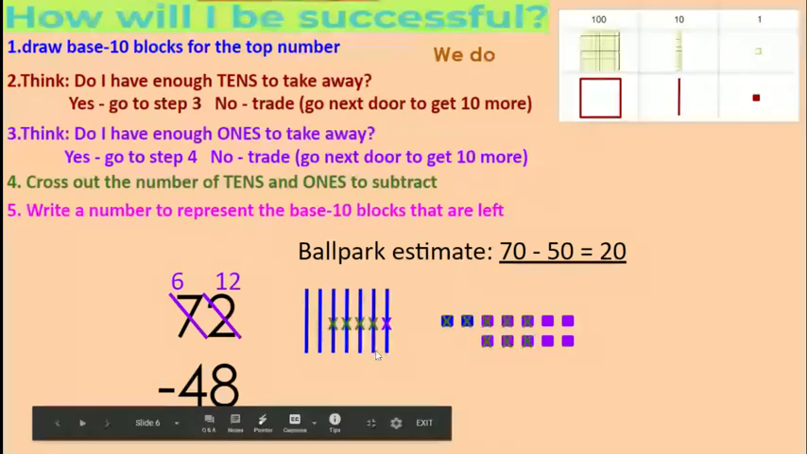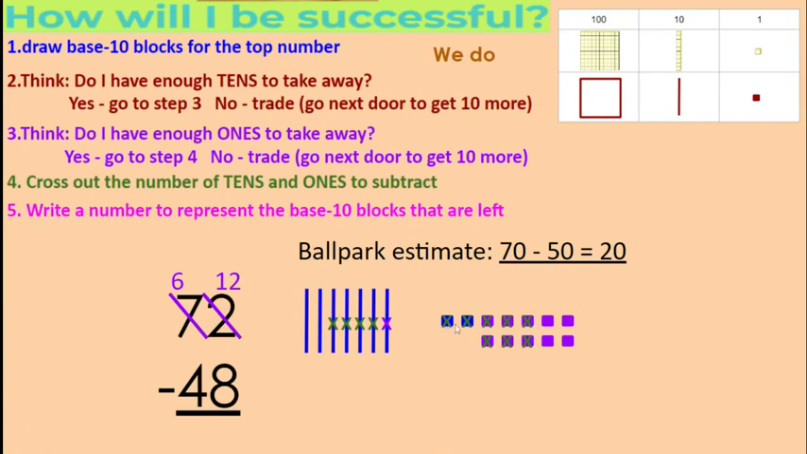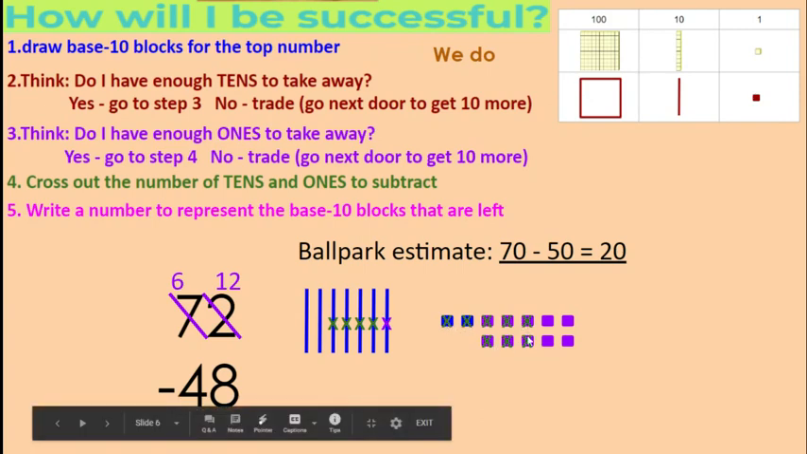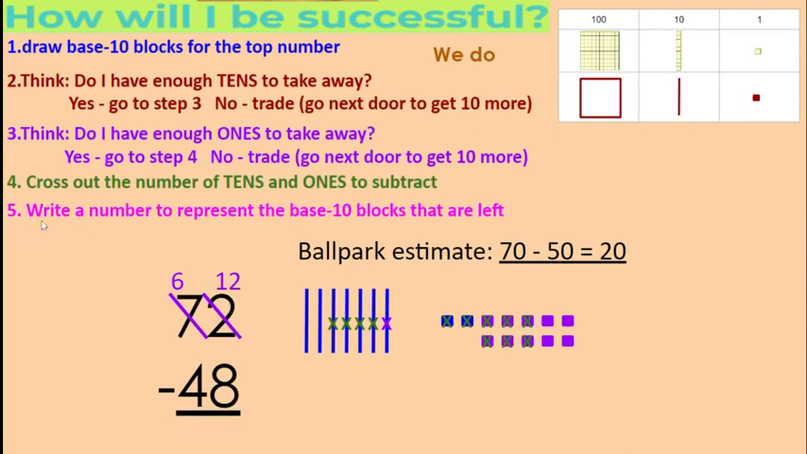You can double check if I did that correctly. 1, 2, 3, 4. 1, 2, 3, 4, 5, 6, 7, 8. And the last step, let's read together. Number 5 says, write a number to represent the base 10 blocks that are left.